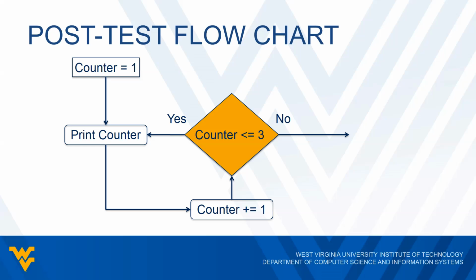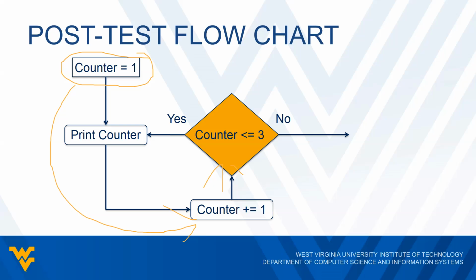Here's a flowchart to help illustrate a post-test loop, at least the example that we just did. We have our beginning line where counter is initially 1. Notice that we don't go to our question just yet. We immediately print our counter, then increment our counter by 1, and then we go back up to the question. That's the idea of this post-test loop.